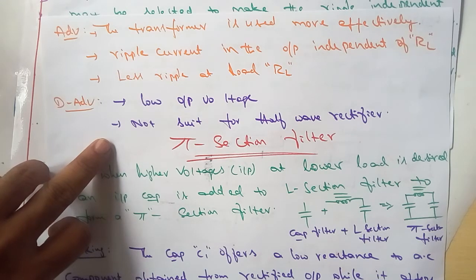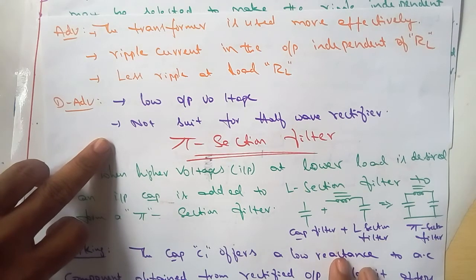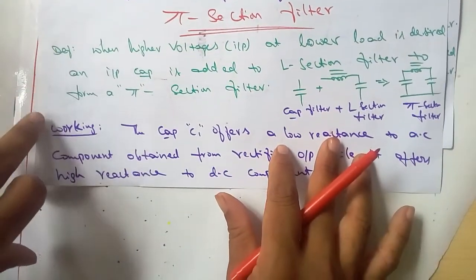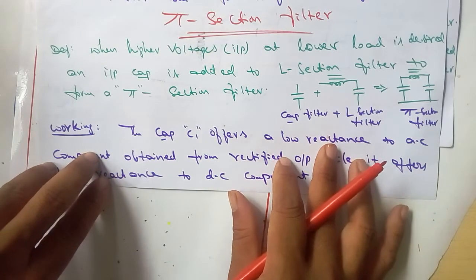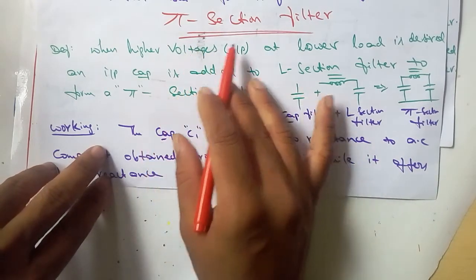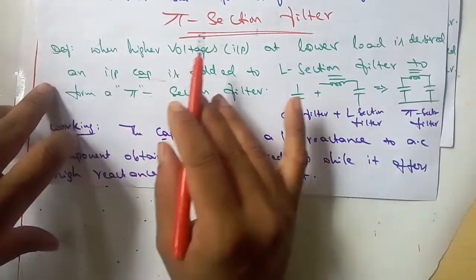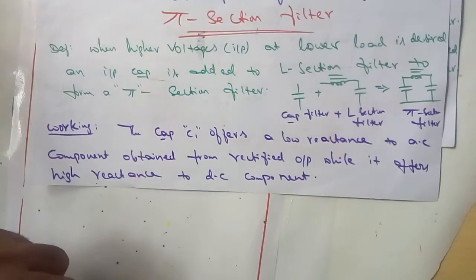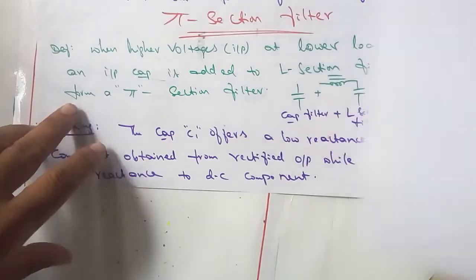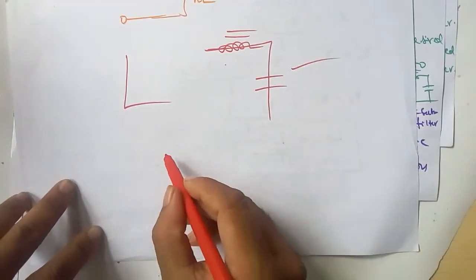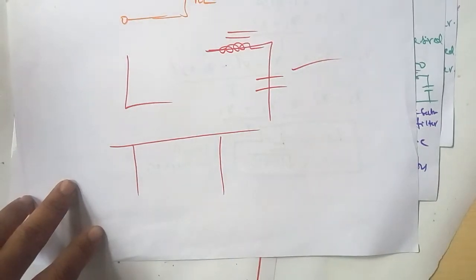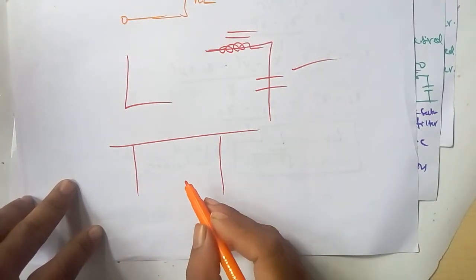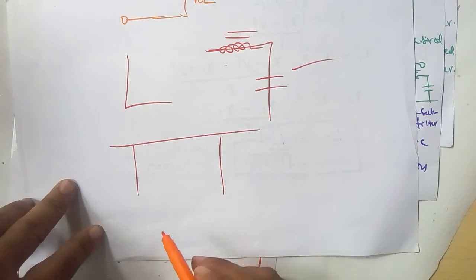Now the last one in the filters that we have to discuss is the pi section filter. Okay, let us discuss that one. Now you see here, pi section. In mathematics you use the pi. Here this one is pi, this is pi. It is in the form of pi, hence it is called pi, Nana.